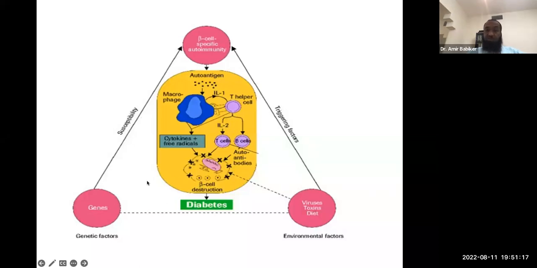So the basic pathophysiology of type 1 diabetes is to have some genetic susceptibility, so genetic contribution, and then you have a trigger like virus or toxins or certain diet that triggers the immunological process, which leads to beta cell toxicity through autoimmune process. So you have this autoimmune process, T helper cell mediated, that will lead to secretion of cytokines and macrophage activation, which will ultimately lead to beta cell destruction.